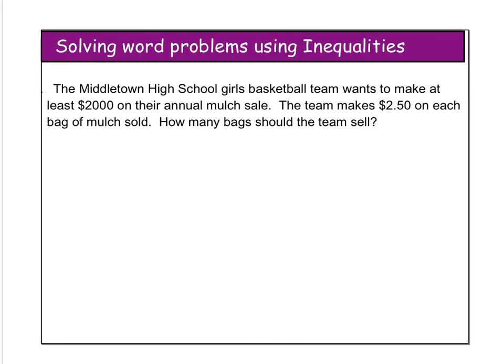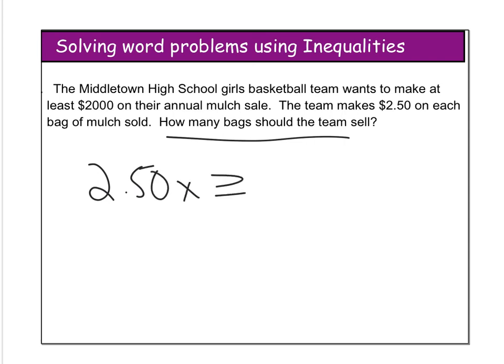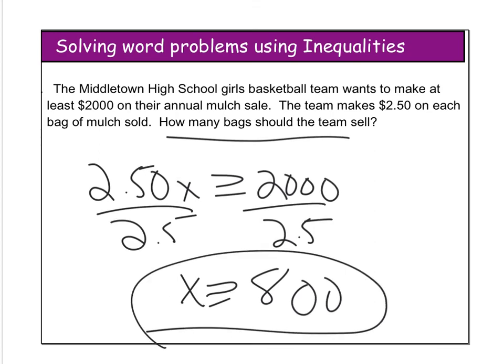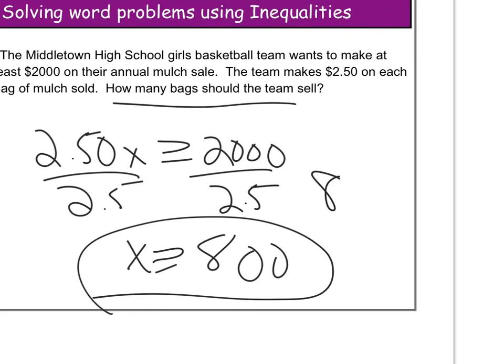So Middletown High School girls basketball team wants to make at least $2,000 on their annual mulch sale. The team makes $2.50 on each bag of mulch. How many bags should the team sell? So 2.50 times x has got to be greater than or equal to 2,000. So a little division. X should be greater than or equal to 2,000 divided by 2.5, which should be 800. So they got to sell at least 800 bags of mulch.